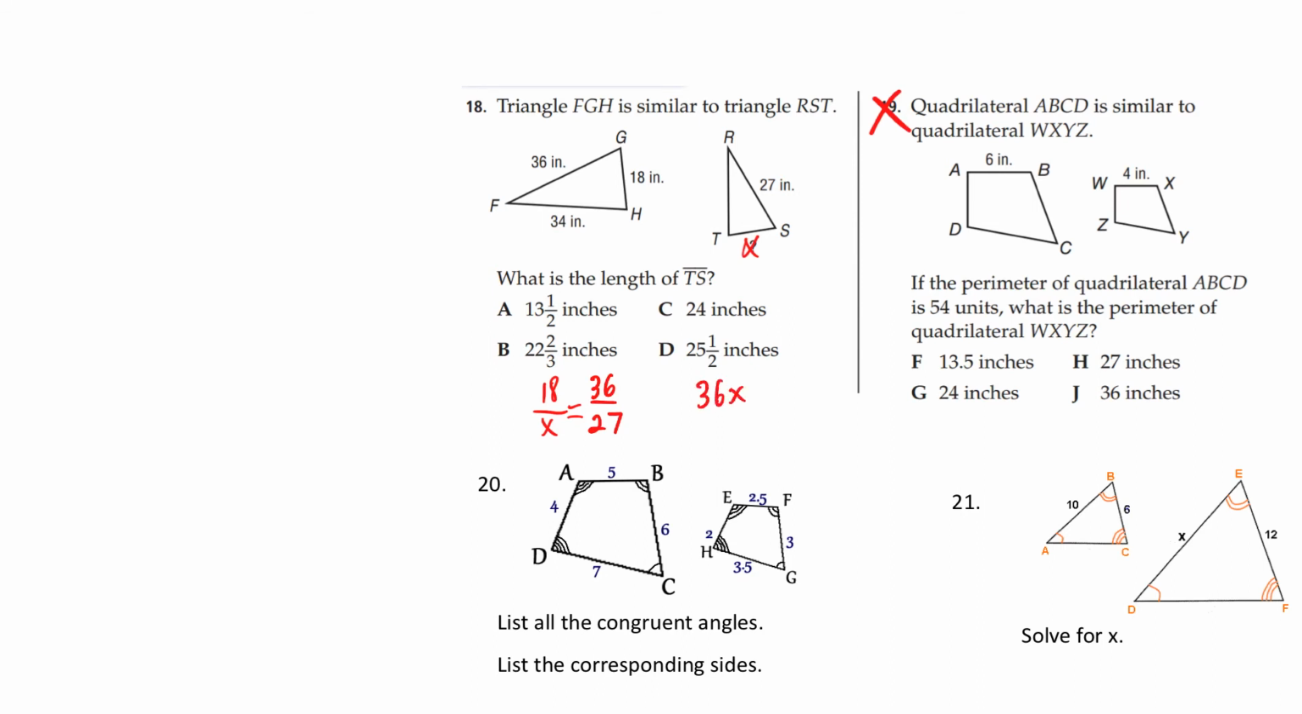So we get 36x equals 18 times 27. Forgot, what's 18 times 27? 486, divide both sides by 36. 13.5.